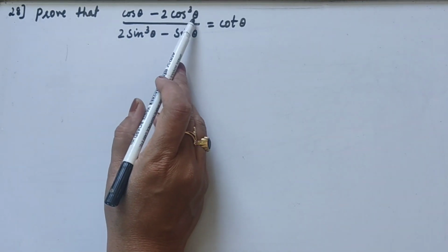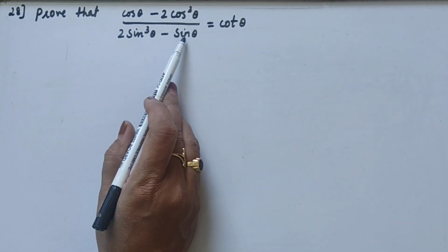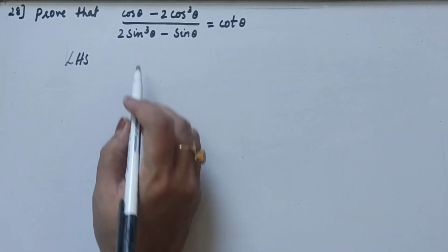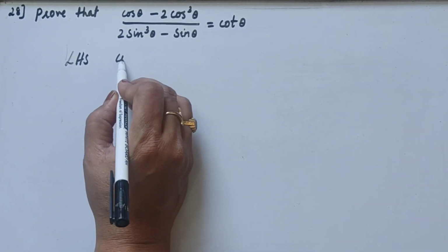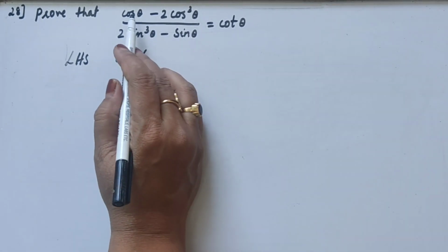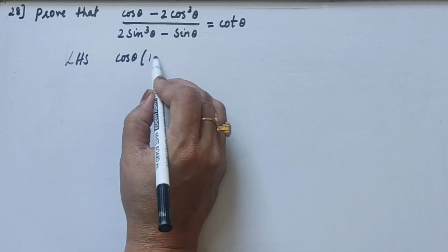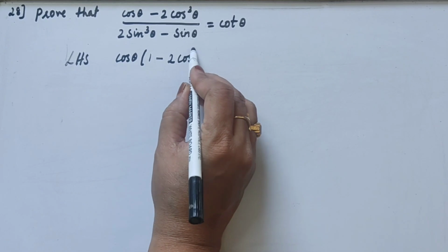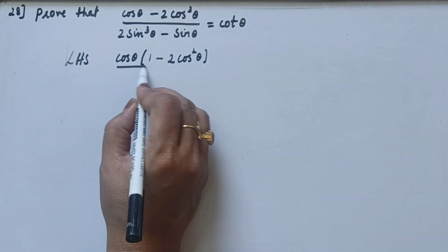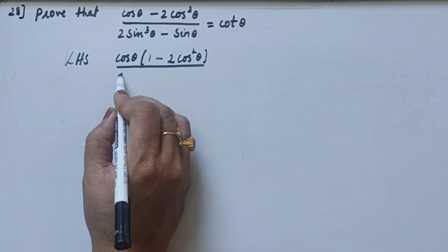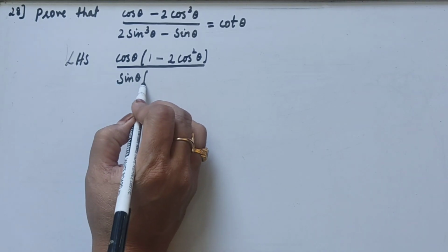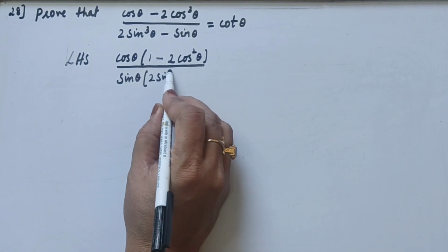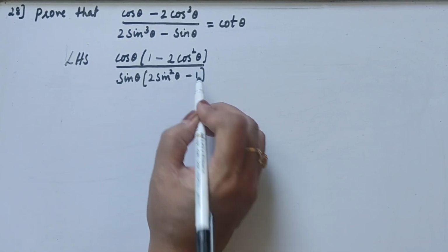Cos theta minus 2 cos cube theta upon 2 sin cube theta minus sin theta. Now LHS we need to consider to find RHS. Now in these two you can see cos theta is common. Okay, when cos theta is common, here 1 is left over, 1 minus 2, cos theta is gone, so we get here cos square theta upon, in these two sin theta is common. Now sin theta is common, so 2 sin square theta minus 1 is left over.